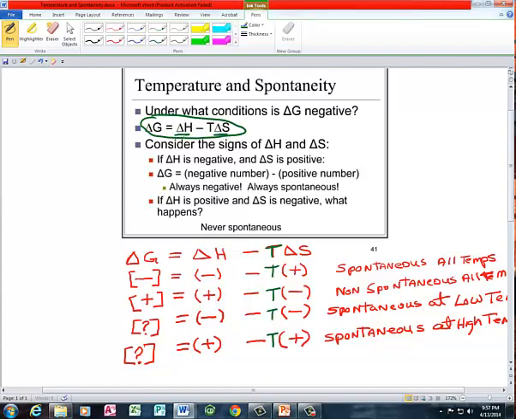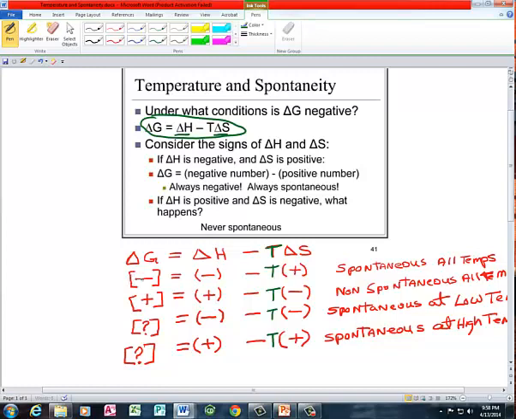Most spontaneous processes are exothermic, which would make delta H a negative value. Most processes that are spontaneous would increase the entropy of the system, which would make delta S a positive value. So in this instance, if I have a negative or exothermic delta H and a positive change in entropy, increasing the disorder of the system, I have a negative value minus a positive value. And a negative value minus a positive value will always result in a negative value.